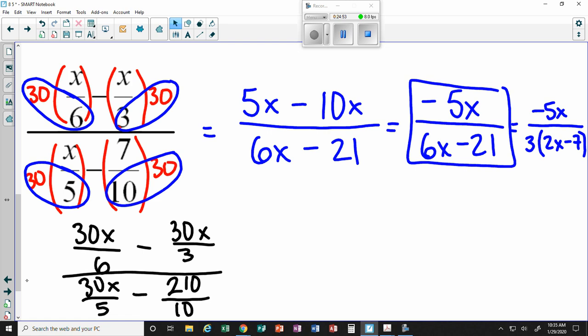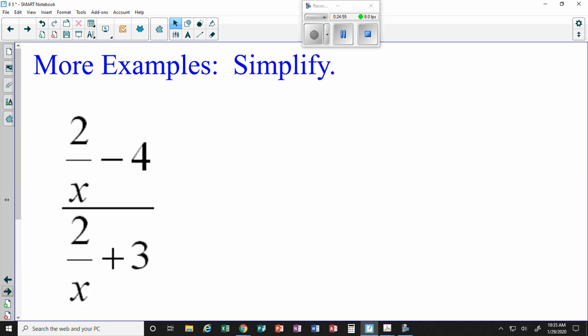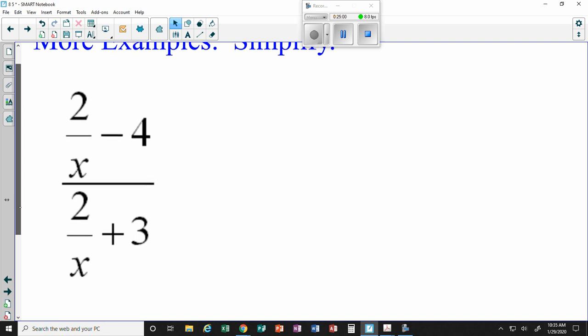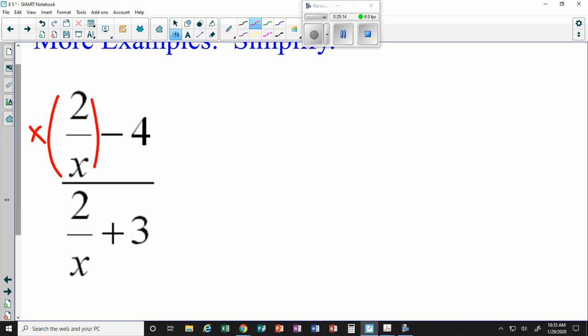All right, now this one. There's only one denominator in the smaller fractions. What's the only denominator of the smaller fractions? It's x, so that's the least common denominator. So I'm going to multiply everything by x.